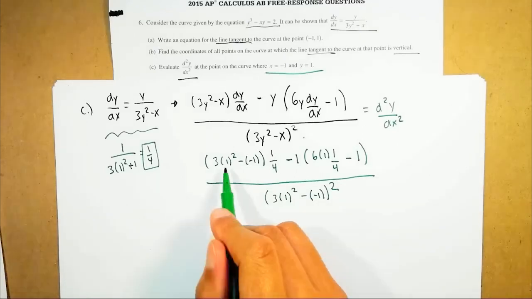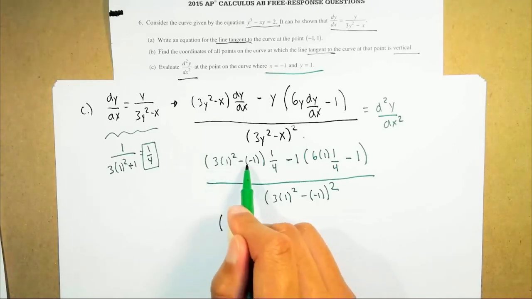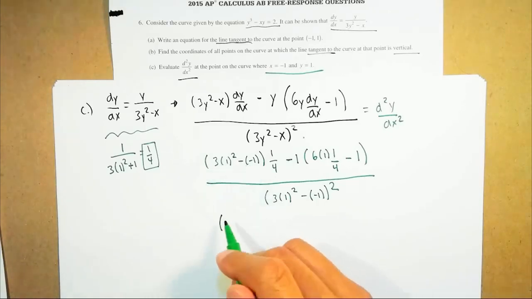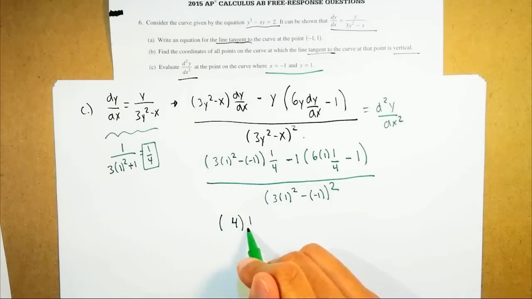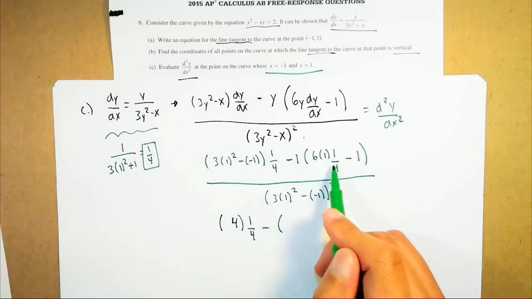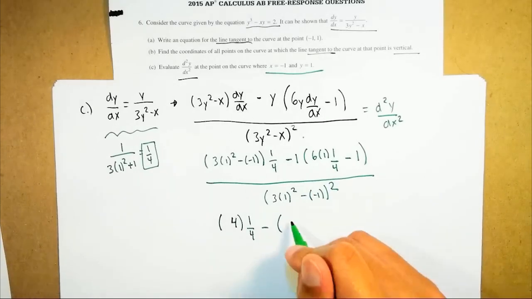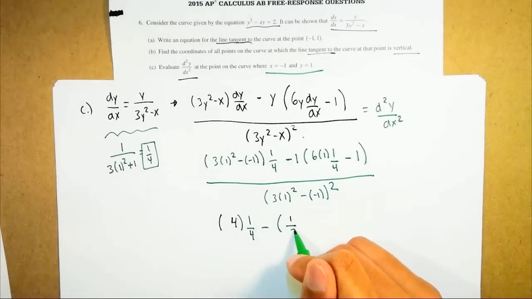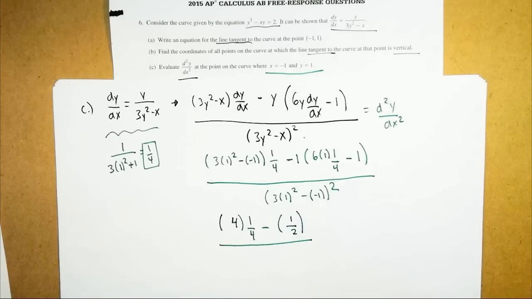I'm going to get 1 squared, 1 times 3, 3. This is going to be a positive 1, so 3 plus 1, 4. Times 1/4 minus, and then here 6 times 4, etc. Simplify things, work it out. You're going to get an answer of 1/2.